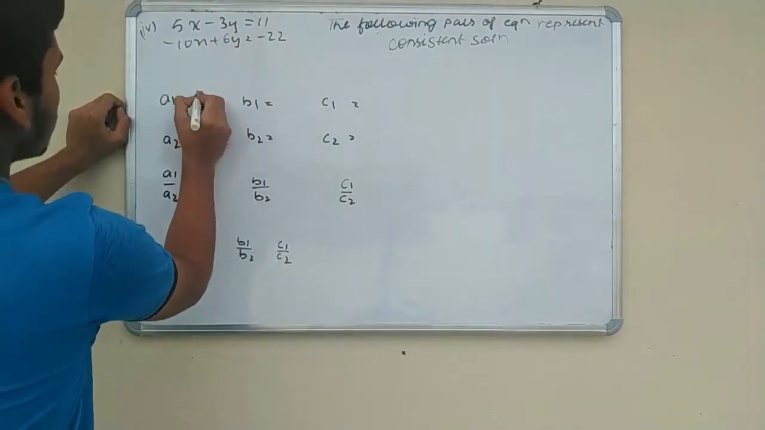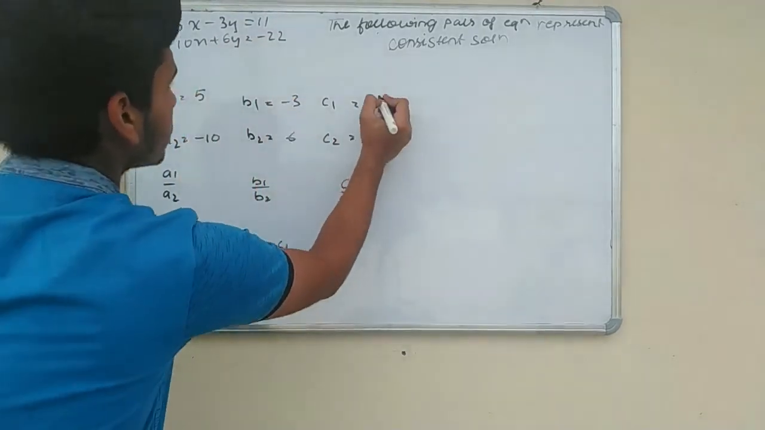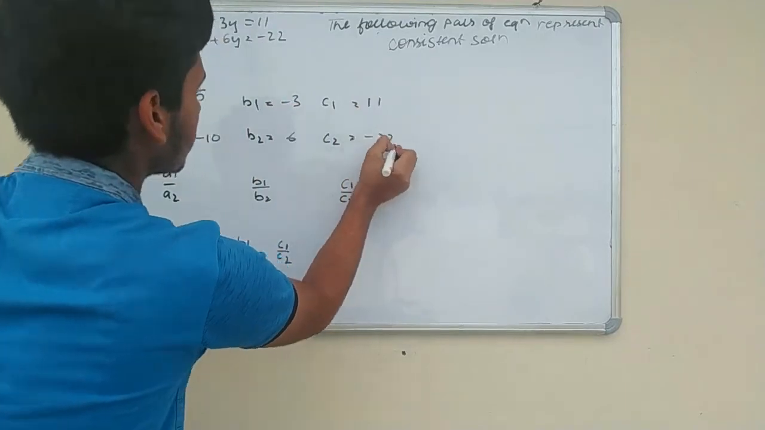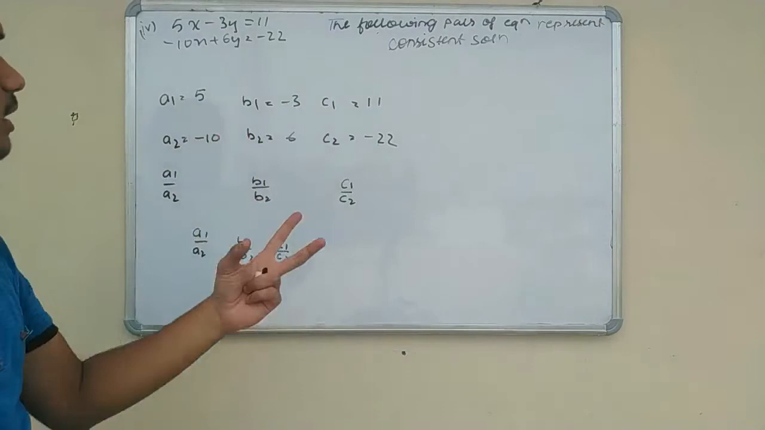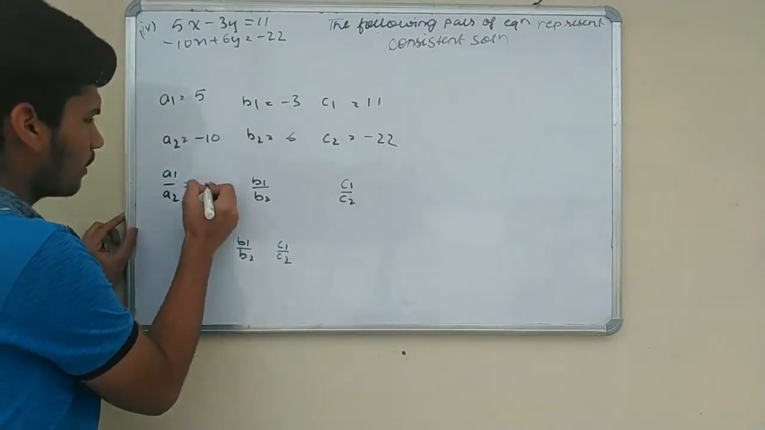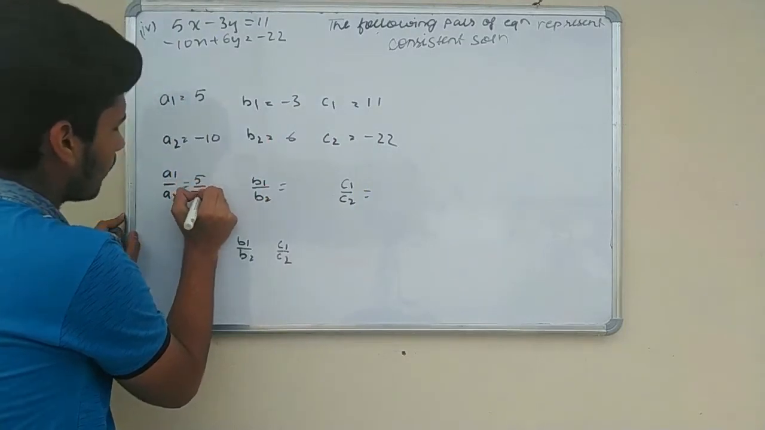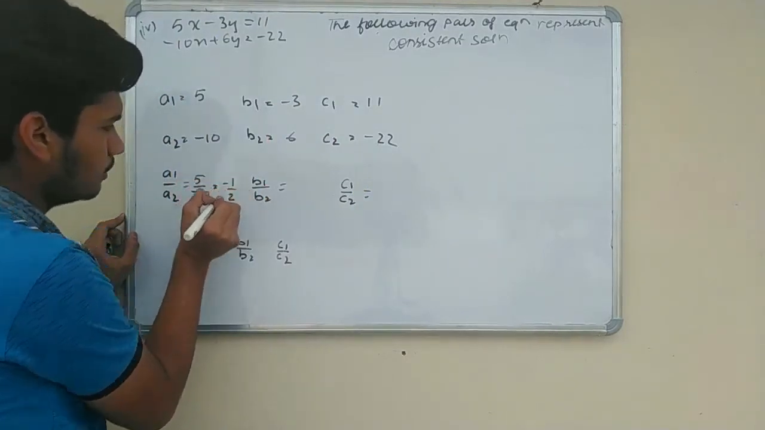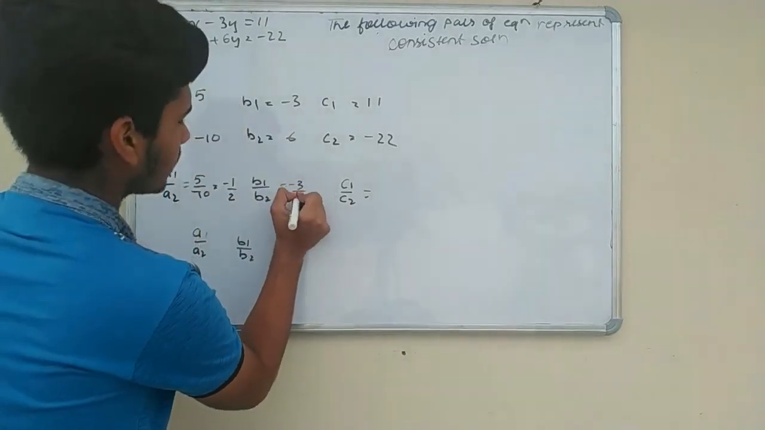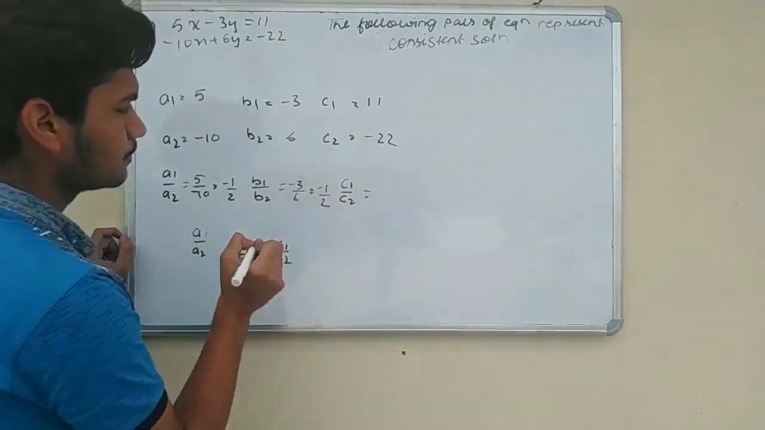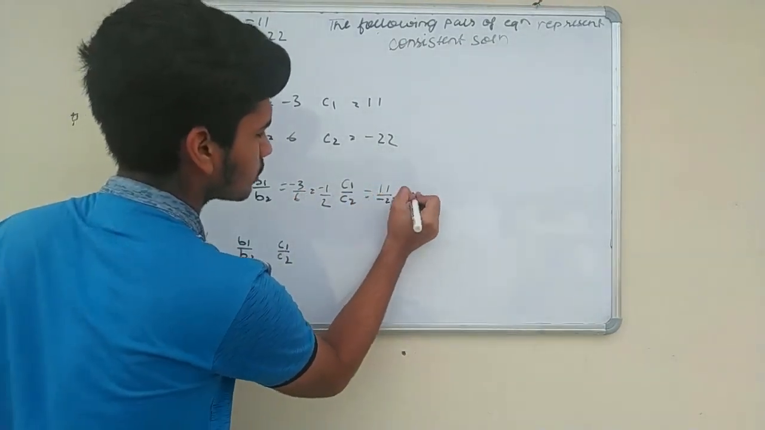So a1 is equal to 5, a2 is equal to minus 10, b1 is equal to minus 3, b2 is equal to 6, c1 equals 11, and c2 equals minus 22. We have noted all the coefficients. Now a1 upon a2 is 5 upon minus 10, which is equal to minus 1 over 2. Got it? b1 upon b2 is minus 3 upon 6, which is also minus 1 upon 2. c1 upon c2 is 11 upon minus 22, which is also minus 1 upon 2.